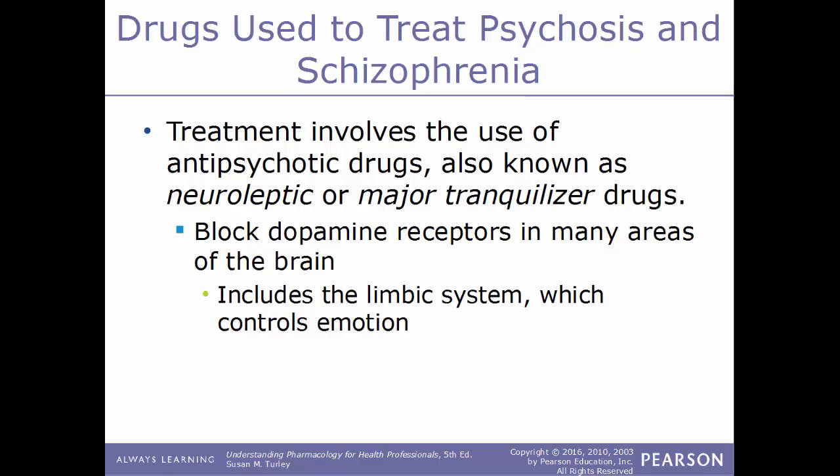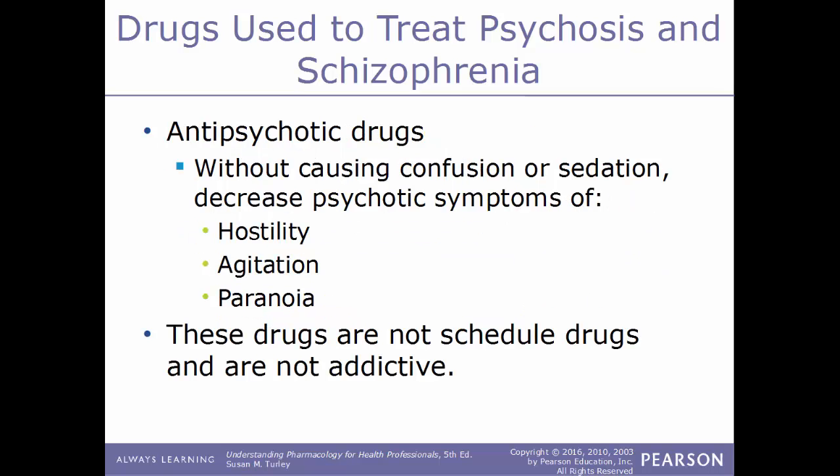And these act because they block dopamine receptors in many areas of the brain, including the limbic system, which is what will control emotion. Right, when it comes to antipsychotic drugs, now these will decrease psychotic symptoms of hostility and agitation and paranoia, but without causing confusion or sedation. And these drugs are not scheduled drugs, and they are not addictive.